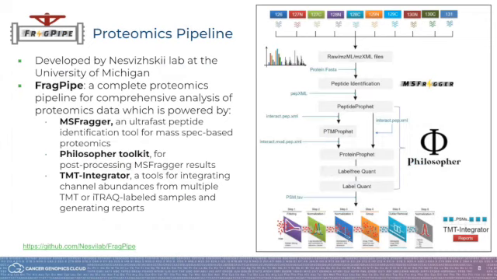Earlier in the webinar, you heard Dr. Yu speak about his lab's workflow, FragPipe. This is a pipeline developed by the Nesvizhskii lab at the University of Michigan. It contains 3 parts. MSFragger, which identifies peptides based on the spectral signatures. Philosopher, which then goes on to process the MSFragger results and quantify the peptides. And then lastly, we have TMT Integrator, which analyzes the abundances and generates reports.